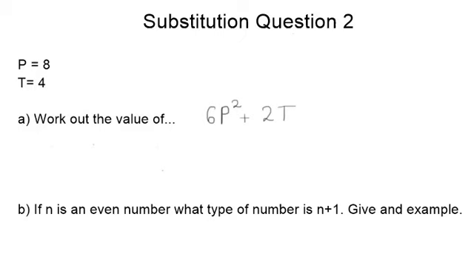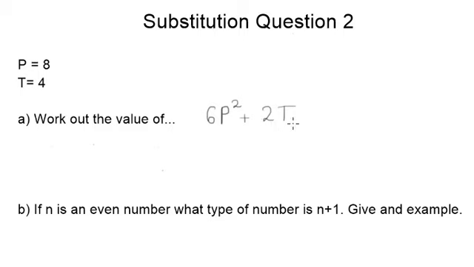Okay, so in this video we're going to be looking at substitution. We're mainly looking at question 2 on the problem sheet. In this question it gives us that p is equal to 8 and t is equal to 4, and it then asks us to work out the value of 6p squared plus 2t.